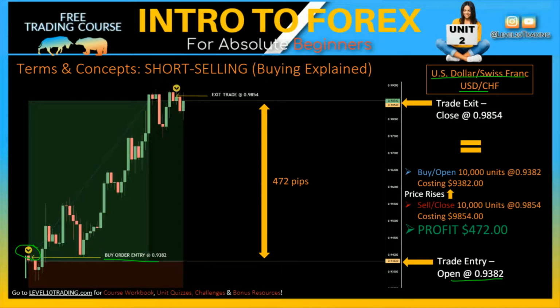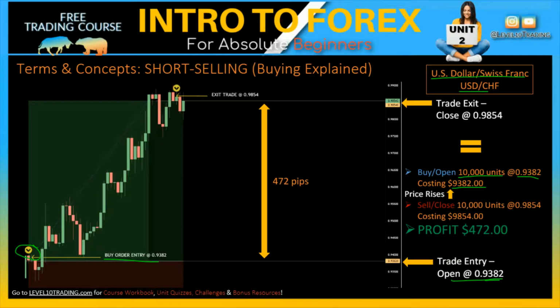And in our example, we are going to purchase 10,000 units, which, since it's trading at this 0.9382, is going to cost us, in our example, $9,382. Now remember, you can do this with the help of leverage, and because of that, you do not have to put up the entire $9,000 to control this size trade, which is really cool.